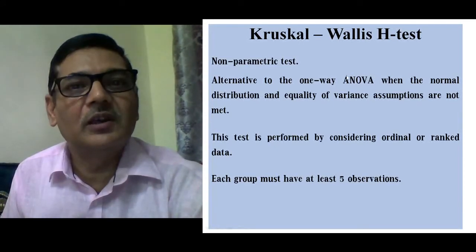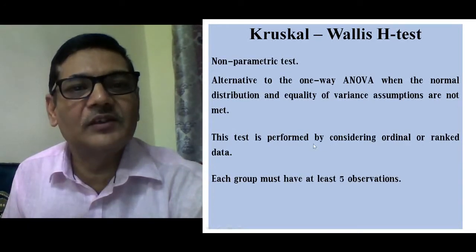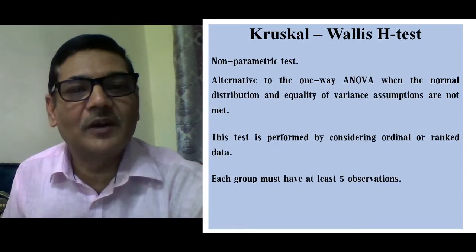But when the number of samples is more than 2, then we can apply this Kruskal-Wallis test, and it is an alternative to one-way ANOVA when the normal distribution and equality of variance assumptions are not met. This test is performed by considering ordinal or ranked data. So individual cases are ranked, and each sample must contain at least 5 observations. If we have 3 samples, then the number of cases in each sample must not be less than 5.